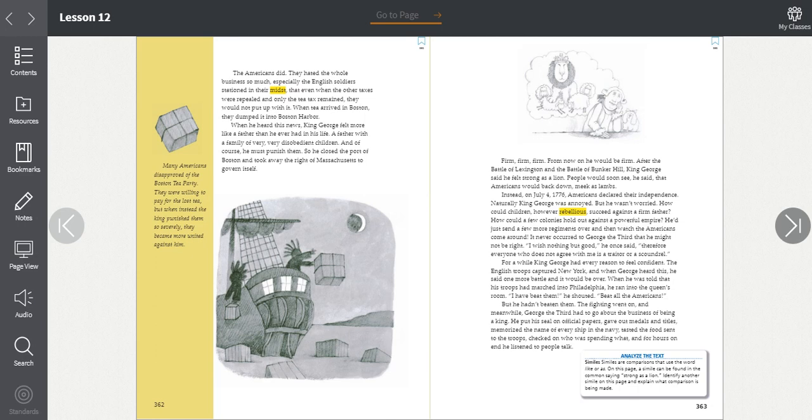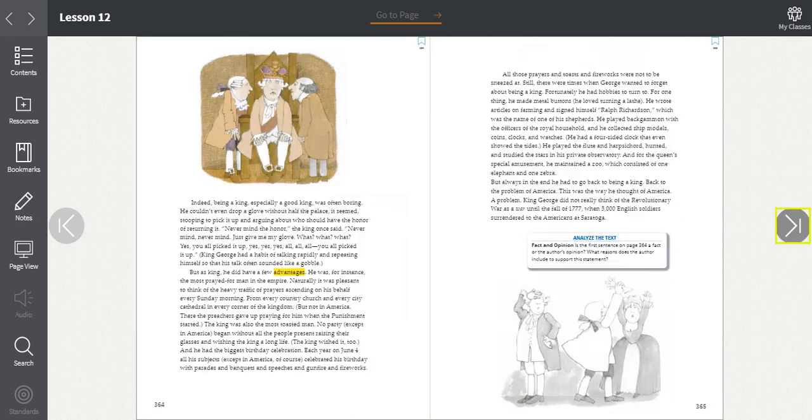The fighting went on, and meanwhile George III had to go about the business of being a king. He put his seal on official papers, gave out medals and titles, memorized the name of every ship in the navy, tasted the food sent to the troops, checked on who was spending what, and for hours on end he listened to people talk. Indeed, being a king, especially a good king, was often boring.